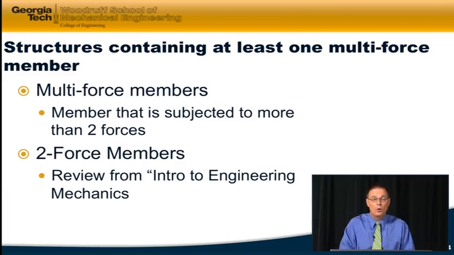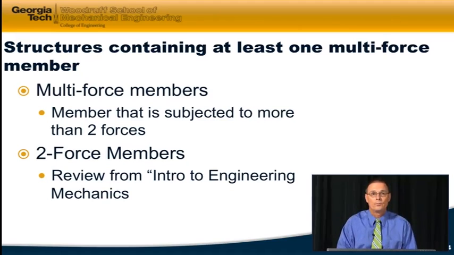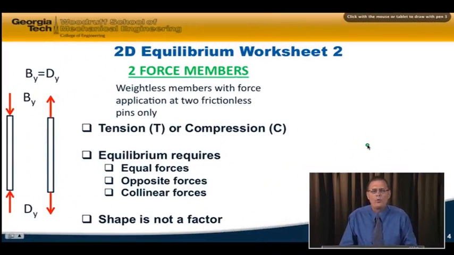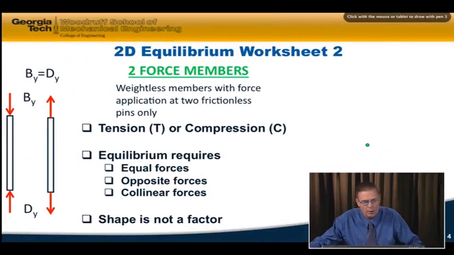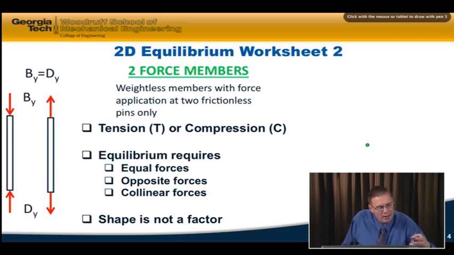And let's go back and look at that earlier course. So a two-force member is a weightless member with two frictionless pins. It can only be in tension or compression. And so in this case, it's going to be in compression, acting down at the top and up at the bottom. Two-force members could also be in tension, but that's all they can be.